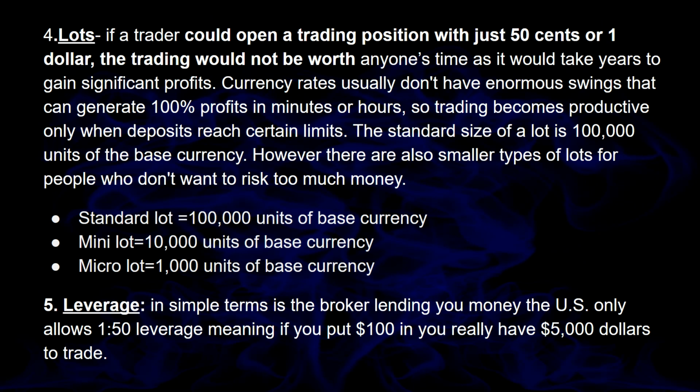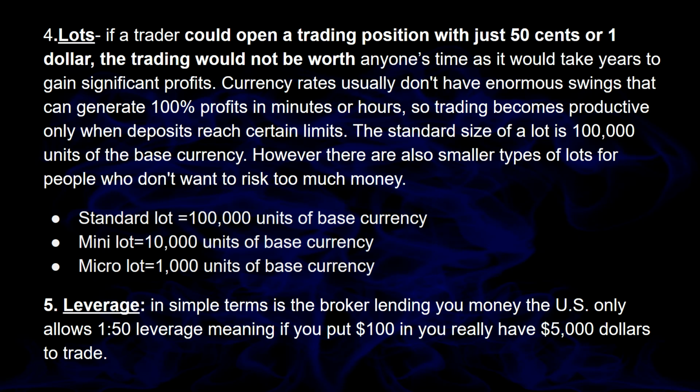So a standard lot equals 100,000 units of its base currency. A mini lot equals 10,000 units of its base currency. And a micro lot equals 1,000 units of its base currency. So if you've been watching my videos, you might see a 2,000 unit lot, or a 1,500 unit lot, or a 1,300 unit lot. I'm entering micro lots. Okay, so you understand what those numbers mean on my charts when I'm in positions.